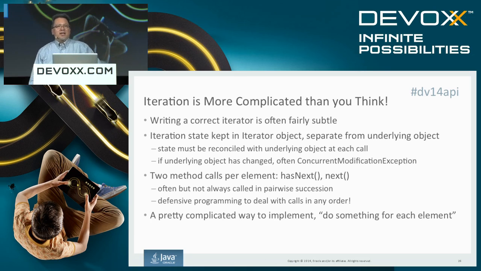And why is that? Well, it turns out that writing a correct iterator is actually a lot more complicated than you think. It has these hasNext and next methods, and usually they're called in lockstep: hasNext, then next, hasNext, then next. But they don't have to be. And so how many of you remember to write unit tests to cover the case where the client calls next twice in a row? Okay, very few hands go up.